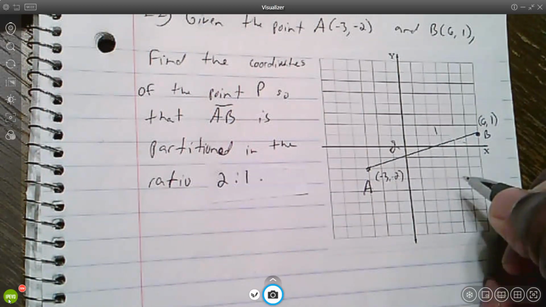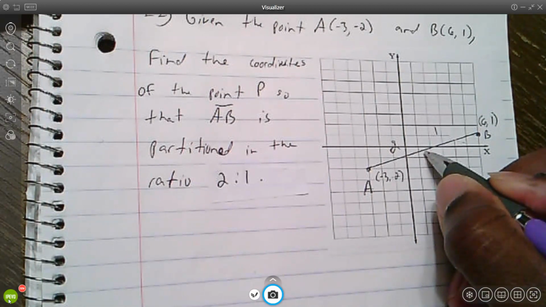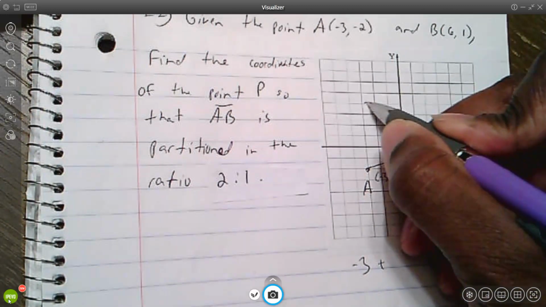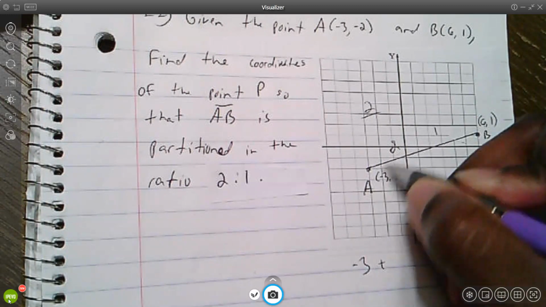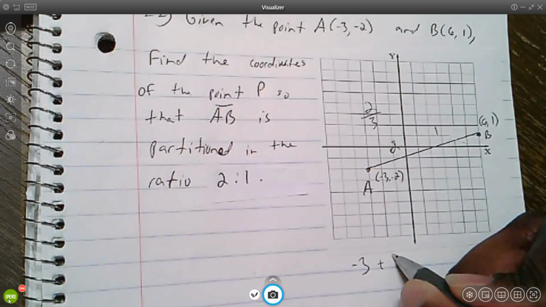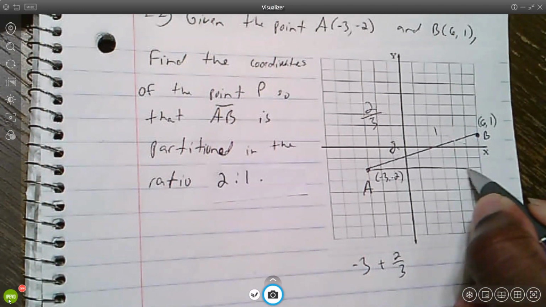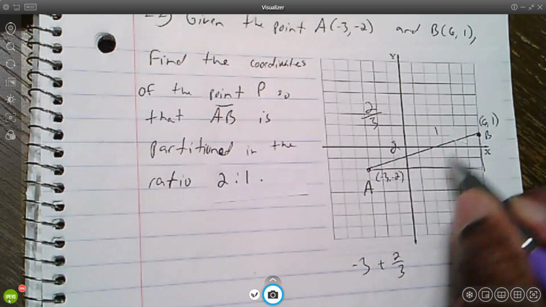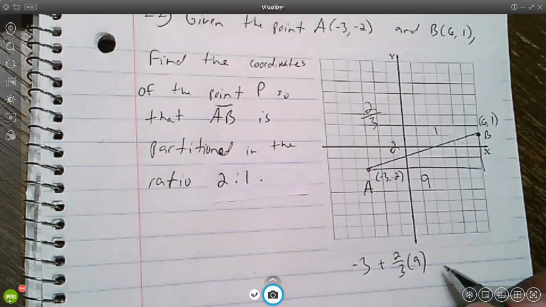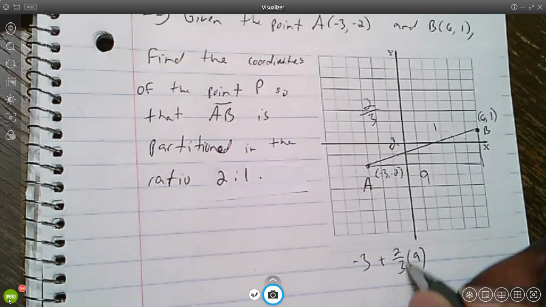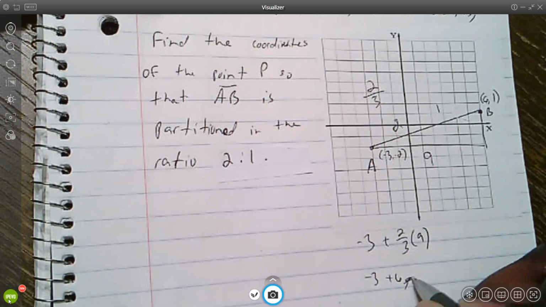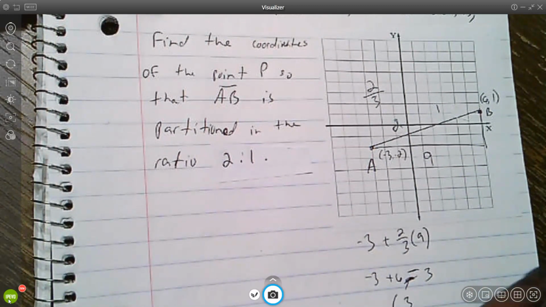That's 2 to 1. So basically, for the point over here, I'm going to take -3 and add 2 parts out of 3 whole parts for the whole segment, because 2 plus 1 gives you 3. So for x it's -3 plus 2/3 of the way over. If it's 3 on this side and 6 on that side, that length is 9. So it's -3 plus 2/3 of 9. 2/3 of 9 is 18 over 3, so that's 6. So it's -3 plus 6, which is 3. So the x coordinate is 3.